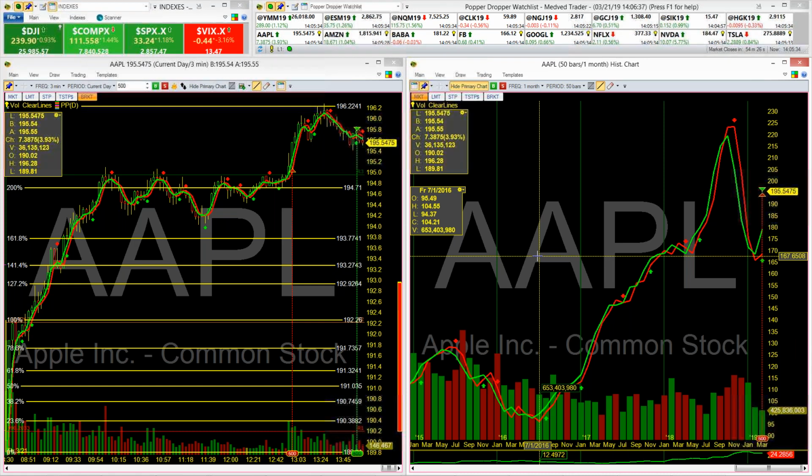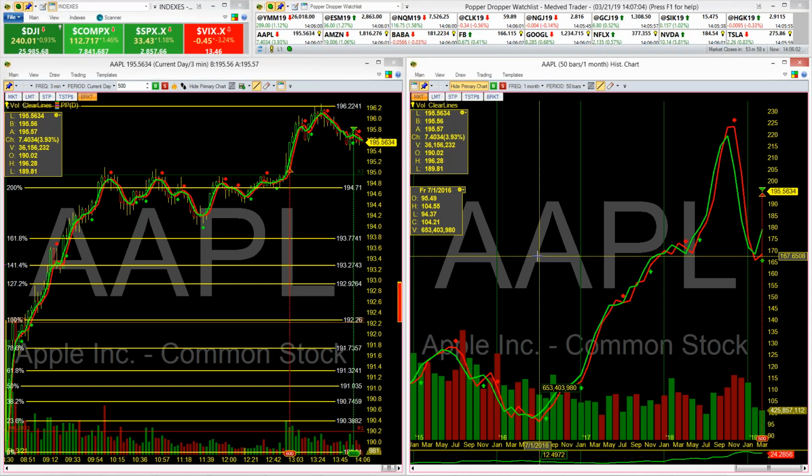We partnered with Medved for several reasons. Medved is basically the delivery source of our indicator. It's the platform that our indicator runs on. We originally wanted to build out our own standalone application, but due to time constraints as well as financial constraints, our best option was to write the indicator for a third-party platform.